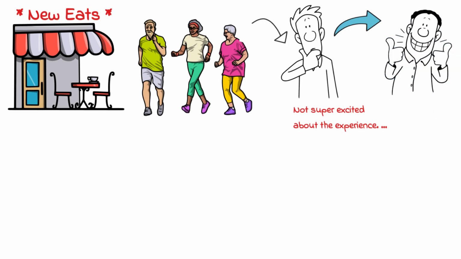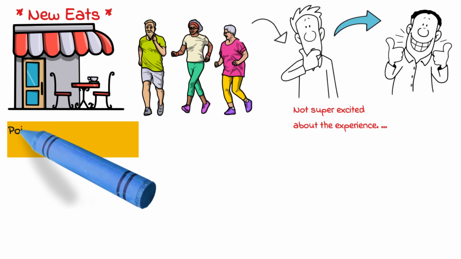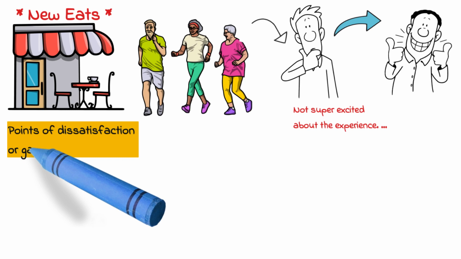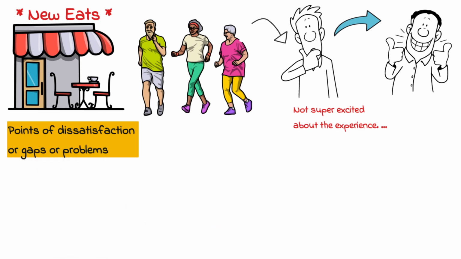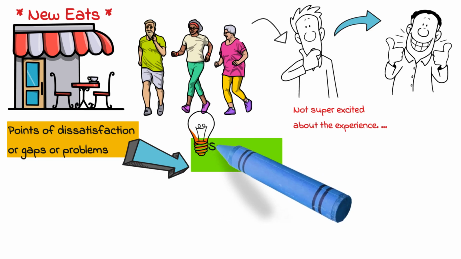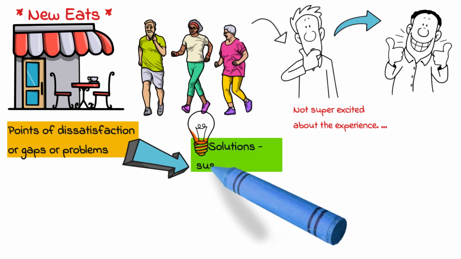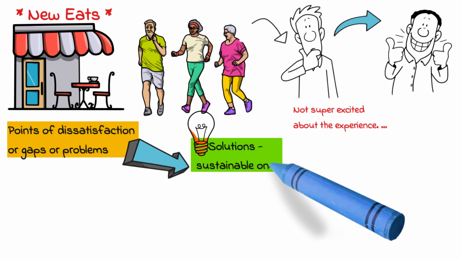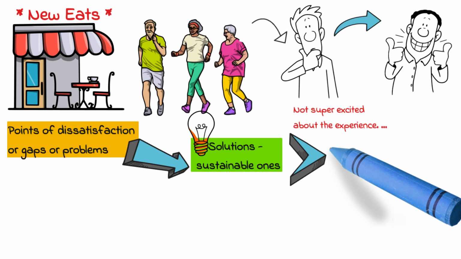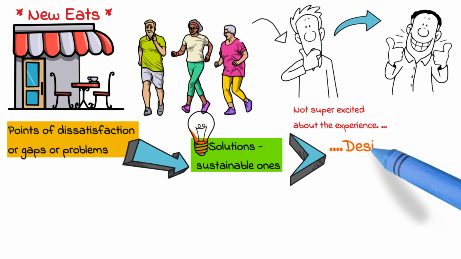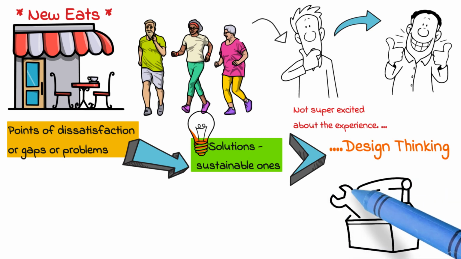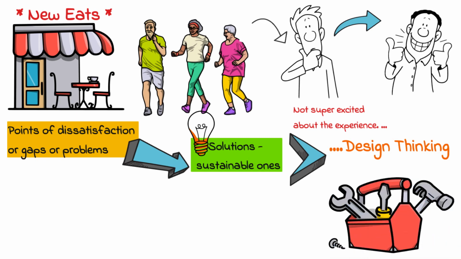As the first step, the restaurant needs to find out about the points of dissatisfaction, which are gaps or problems. Then, from there, to build upon solutions that will be sustainable. One comprehensive way to do this is to take to design thinking. So, what is design thinking as a tool set?